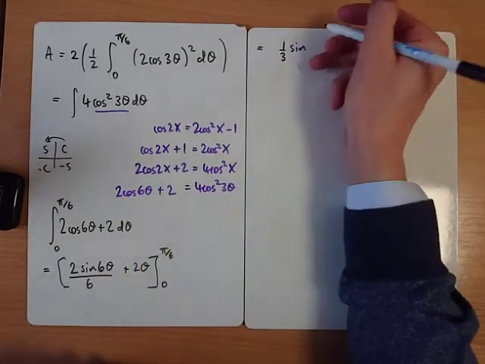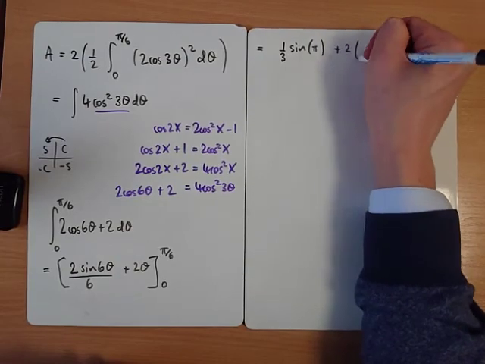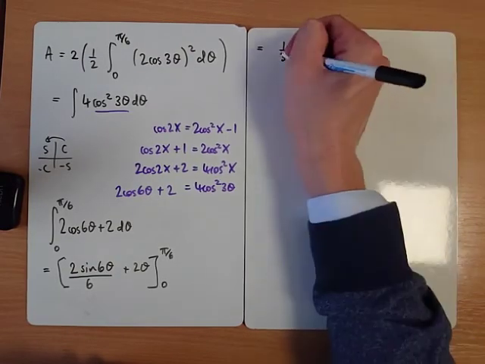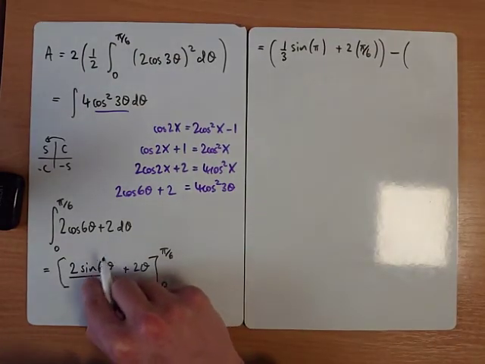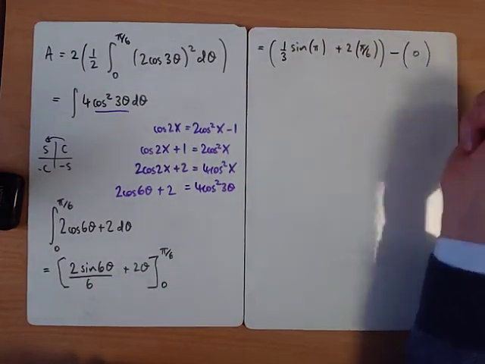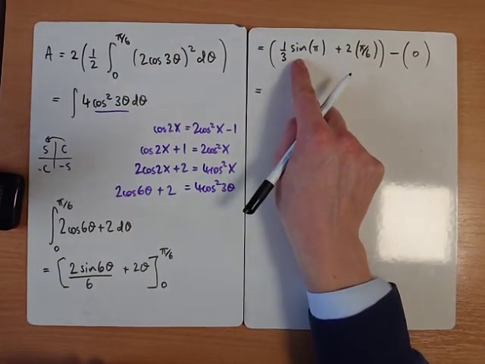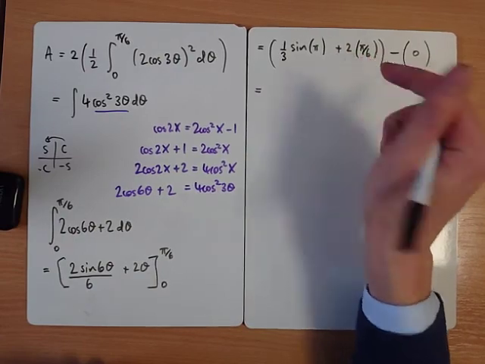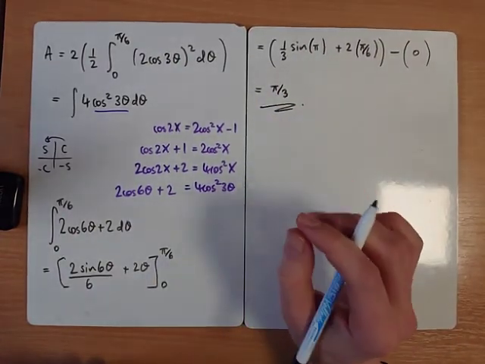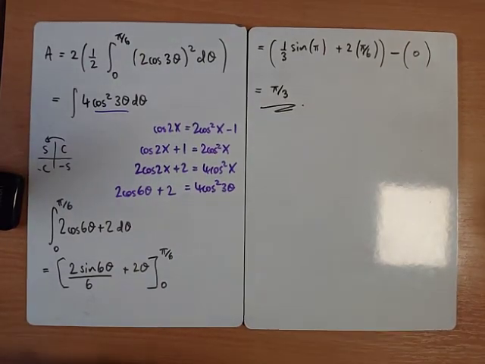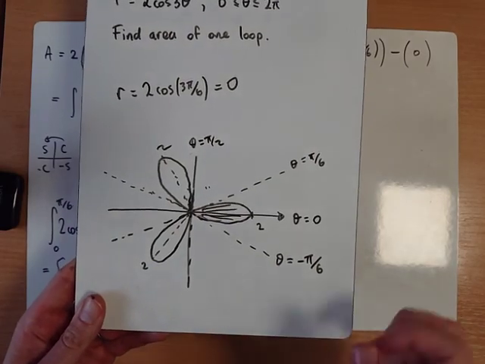Pi over 6, 6 theta, so pi, plus 2 lots of pi over 6, minus, if we sub 0 in, sine of 0 is just 0, so that just becomes 0. Sine of pi is also 0, so we end up with pi over 3. And that, don't forget, is the area of just one of the loops. So the total area would be 3 lots of that, wouldn't it? Okay. Thanks, guys.